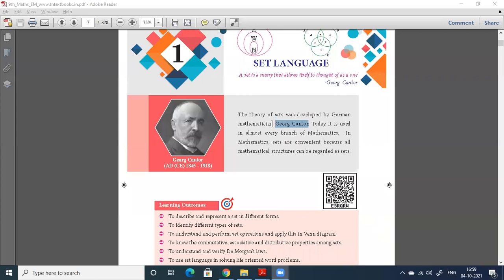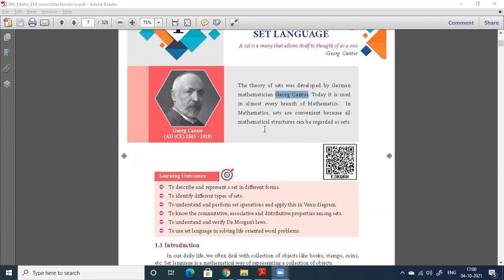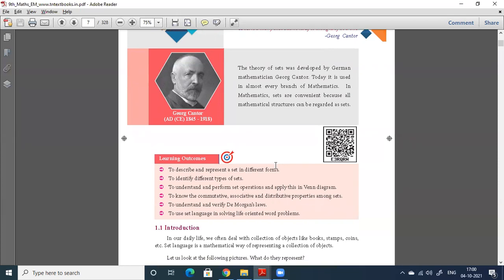So remember this guy, George Cantor, very important brain, nice brained guy. Sets are convenient because all mathematical structures can be regarded as sets. Very nice development in mathematics. Now in probability also you will be using sets only. Now we finished probability without coming to set theory at all: A union B, A intersection B, all of that. Now we will do that and it will become very easy for you. If you go back and do your probability sums, it will be even easier.